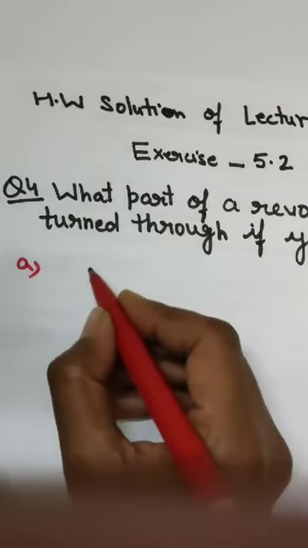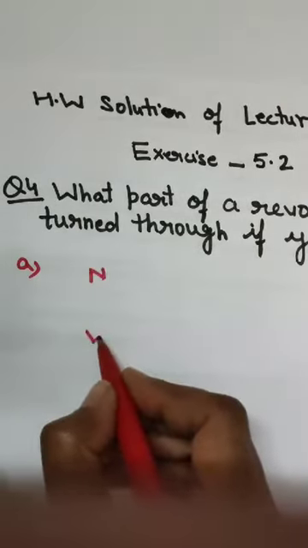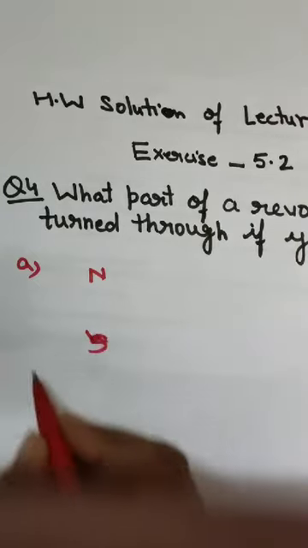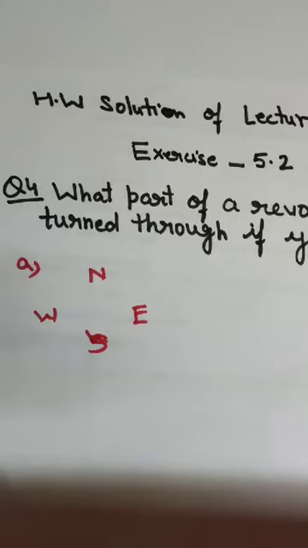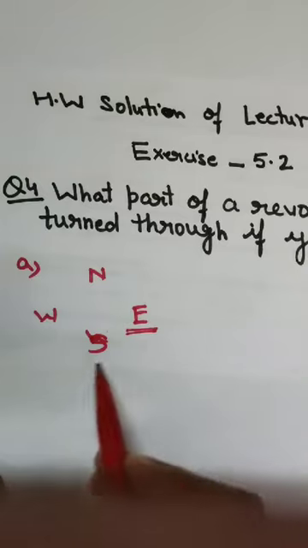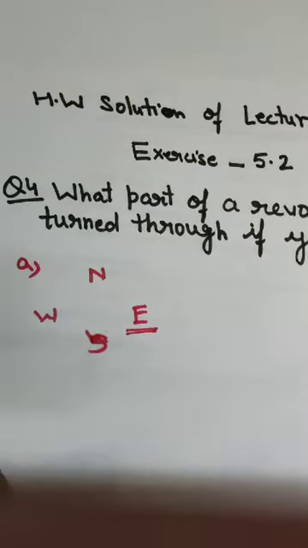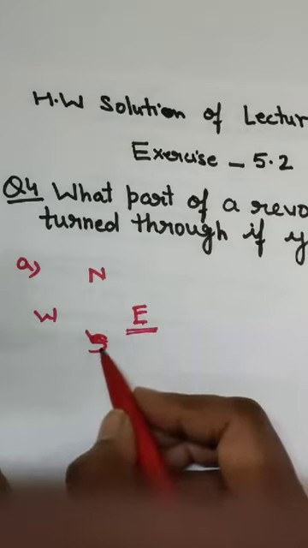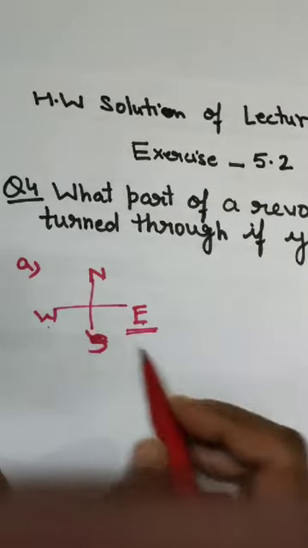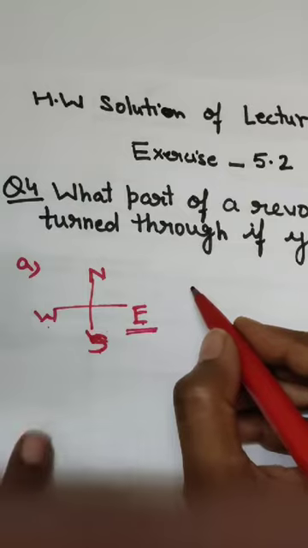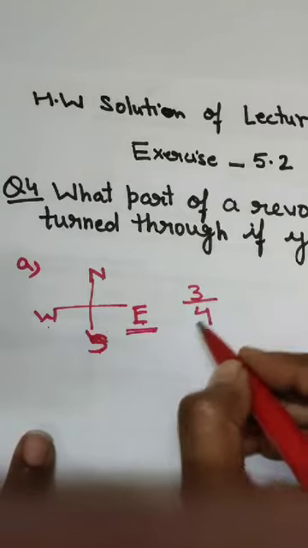East, let us make first of all one direction clock. North, south, west, east. Now in the first part, you are facing towards east and turn clockwise to face north. Then you have to tell what part of revolution you have turned. So east to south, south to west, and west to north. Means you have covered 3 right angles. That means it is 3/4 of the fraction.